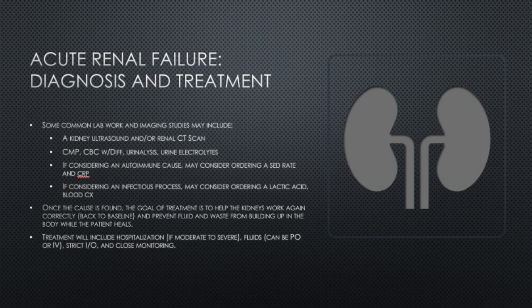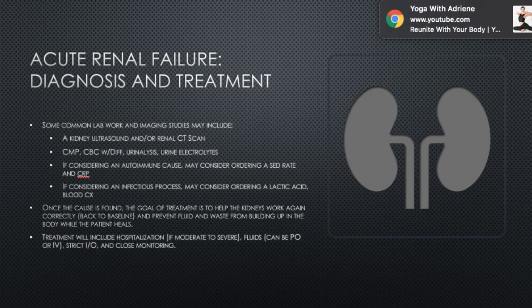If we're considering an autoimmune cause, we could also do a SED rate and a CRP, although I will say where I'm practicing, it's not as common to see an autoimmune cause. Now, one thing that we do see that's pretty common is an infectious process. If you're considering that, then you may also want to consider ordering a lactic acid level or blood cultures. Blood cultures are things that you can order out in the outpatient world as well, if need be.